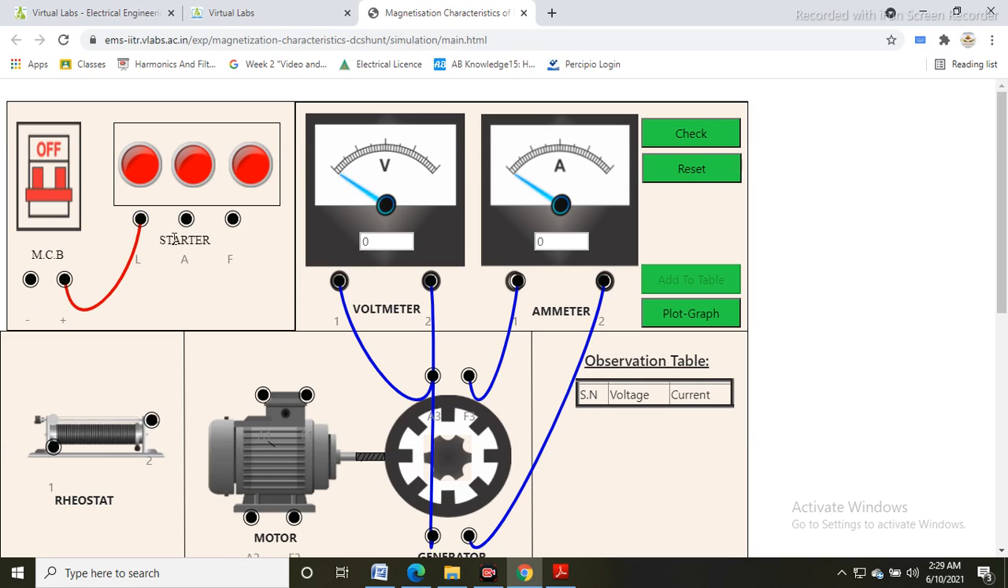L means line, A means armature winding. So I'm going to connect A1 here. Then F must be connected to the field winding, but before connecting that we have to use a rheostat here. And these two terminals must be connected with the negative point.